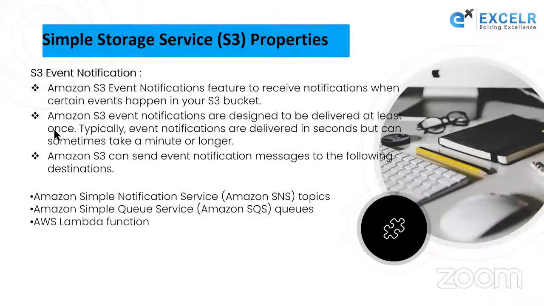Then we move to another property of your S3 bucket. This is called S3 event notification. Now, what is S3 event notification? Whenever you are trying to do anything in your S3 bucket, suppose an object is uploaded, a file is uploaded, you want to take certain actions on that particular file, and you want to do some processing on that file. So if you want to do that automatically, then S3 event notification is the feature you should use.